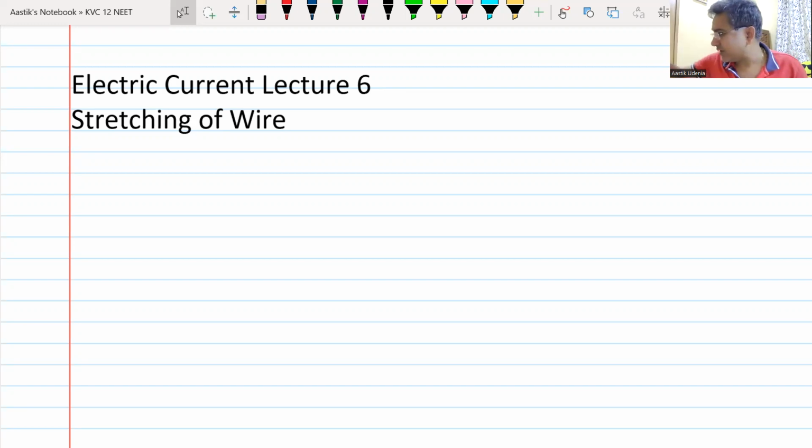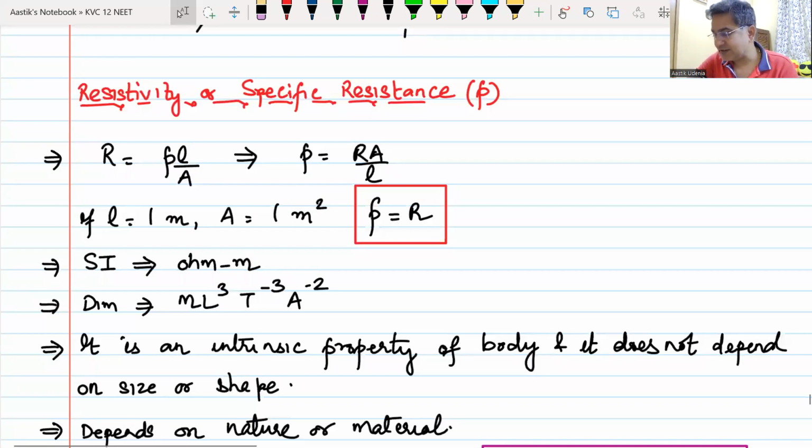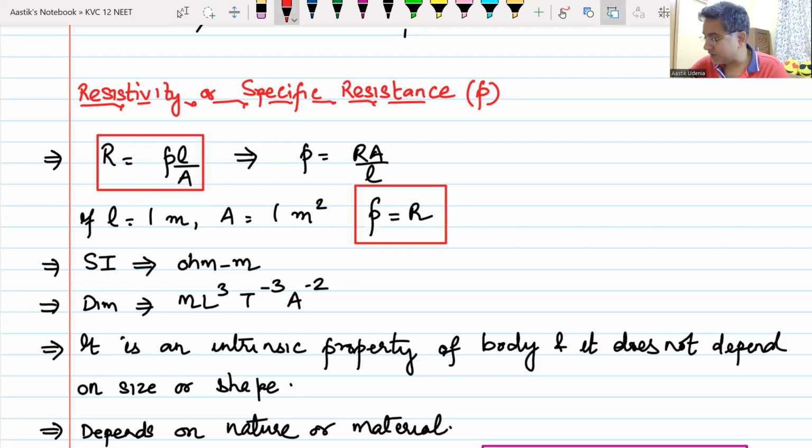This is electric current electricity, and we are dealing with resistance and resistivity. In the previous class, we had seen about resistivity or specific resistance, and we had seen that it is equal to the resistance of a wire whose area is 1 meter square and whose length is 1 meter. R is equal to rho L by A. That is the only formula that we have to remember. Do we understand this? Do we remember this formula?